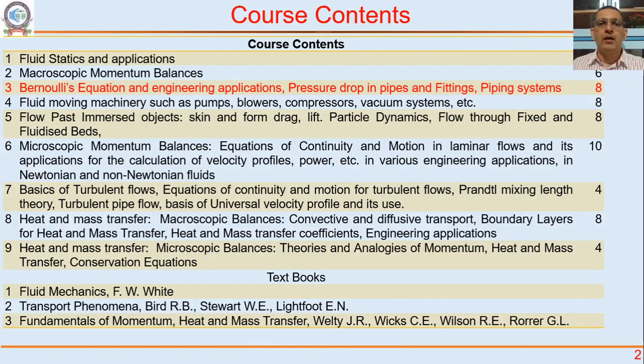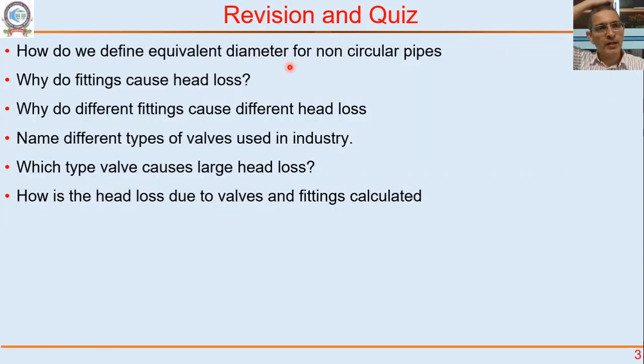Okay, so this is where we are on Bernoulli's equation, and flows through pipes and fittings. We have seen pressure drops in pipes and fittings and piping systems. Just to quickly let you revise, how do we define equivalent diameter for non-circular pipes? Why do fittings cause head loss? Now the question is not how much, I'm asking you why do fittings cause head loss. Think about that. Why do different fittings cause different head loss? So if I say a bend versus, let's say, a gate valve, why do they cause different head loss?